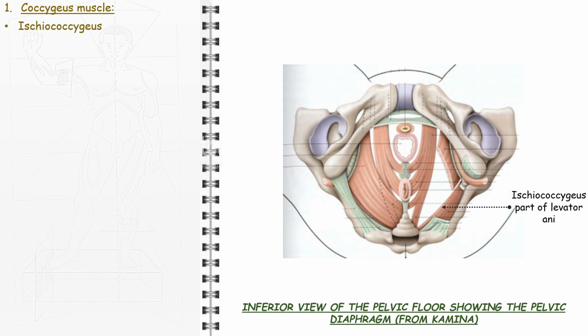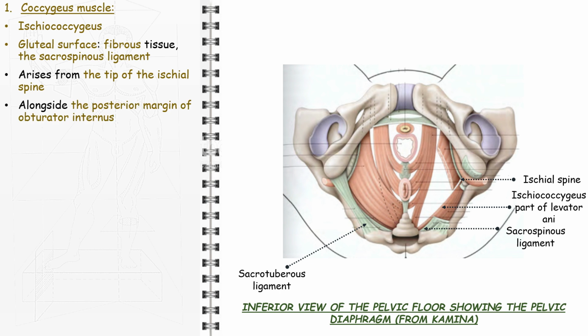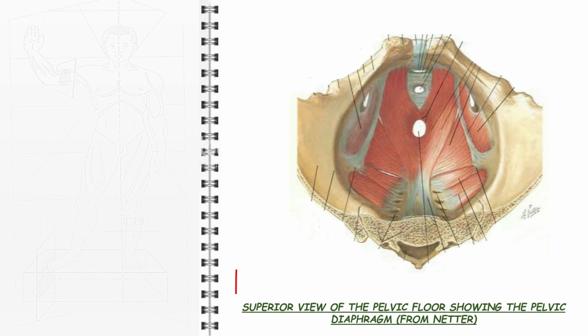In the tailed animals, this muscle is the agitator caudae. Man has no tail to wag and the muscle is degenerating. Its gluteal surface is, indeed, not muscle, but fibrous tissue, and is none other than the sacrospinous ligament. It arises from the tip of the ischial spine, alongside the posterior margin of obturator internus. Its fibers fan out to be inserted into the side of the coccyx and the lowest piece of the sacrum. It lies edge to edge with the lower border of piriformis and is supplied by perineal branches of S4 and S5. Levator ani consists of two parts, iliococcygeus and pubococcygeus.